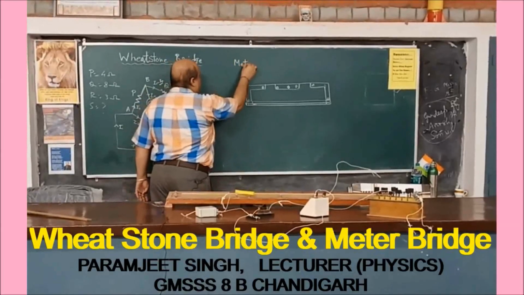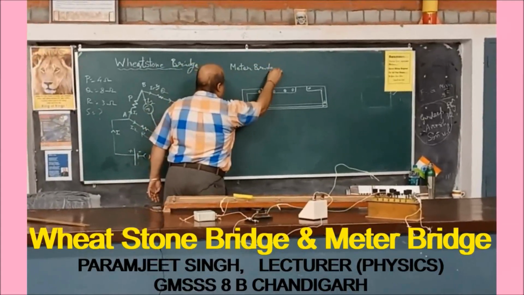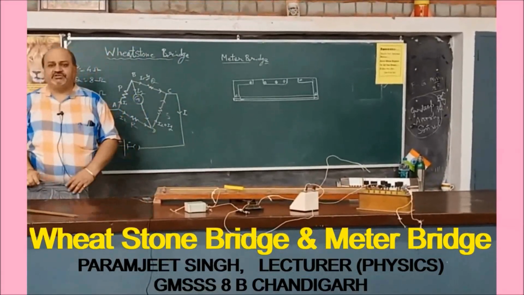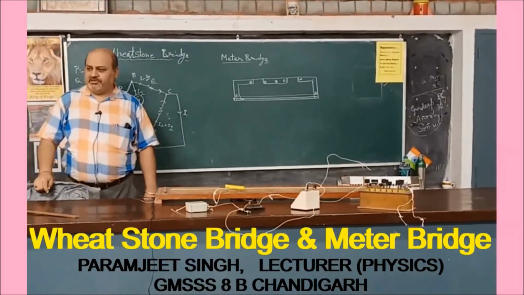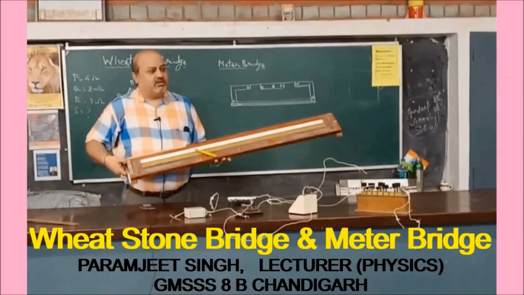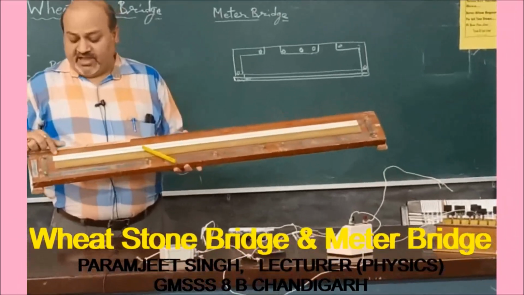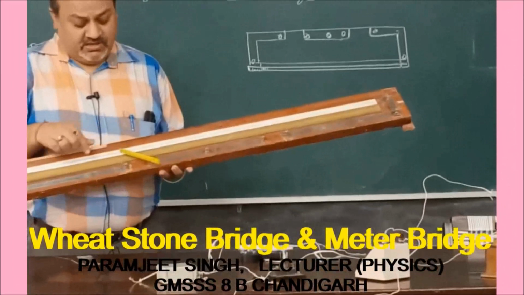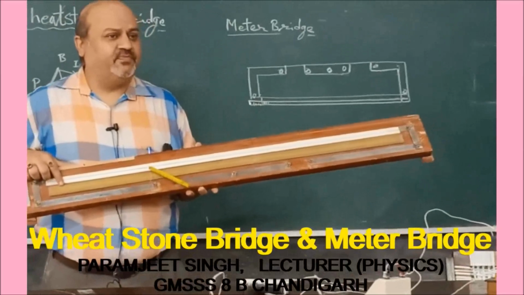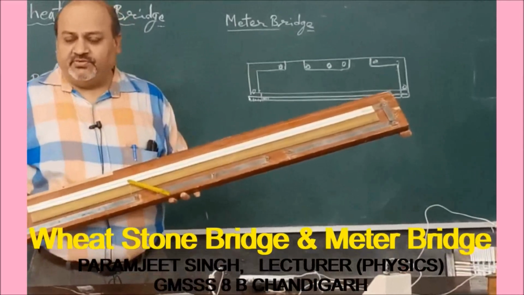So today we will understand the meter bridge. We will study the practical side of the Wheatstone bridge, the application of the Wheatstone bridge in the form of a meter bridge. You see, this is the meter bridge. A wooden board, and on the wooden board one wire of 1 meter length is attached, and a scale is also there. This scale runs both ways, 0 to 100, and from the other side 100 to 0.